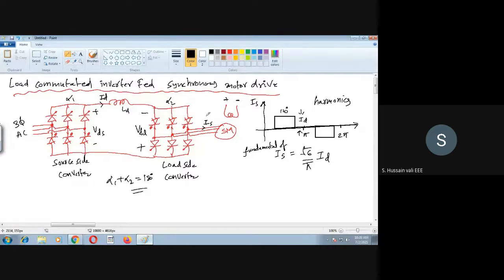Simple logic. So first of all, I hope you remember how you control the synchronous motor. We have seen in the last class how you control the synchronous motor. We will draw a block diagram and I will explain further. This is the load commutator inverter fed synchronous motor drive, and this is only the power circuit I have drawn. Now I will draw the complete block diagram so that we can have the explanation of how it actually works.